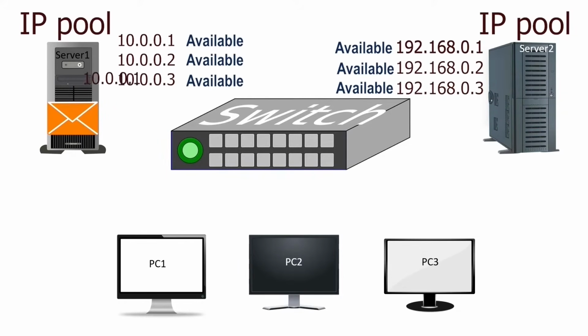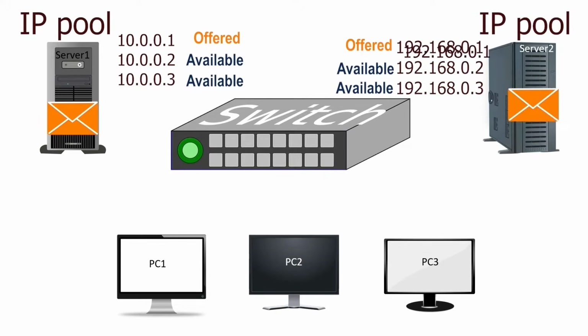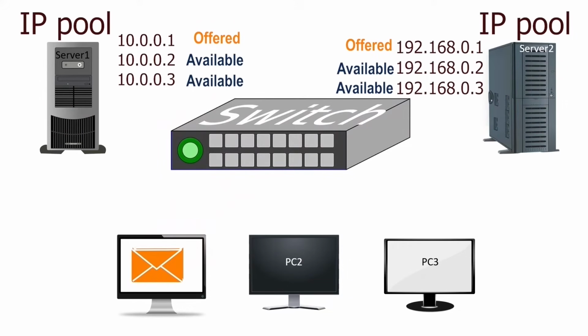Server 1 offers the IP address 10.0.0.1 and uses TX1 as its transaction ID. Server 2 offers the IP address 192.168.0.1 and uses TX2 as the transaction ID. The client accepts the first server's offer and sends a DHCP request message to acknowledge it.